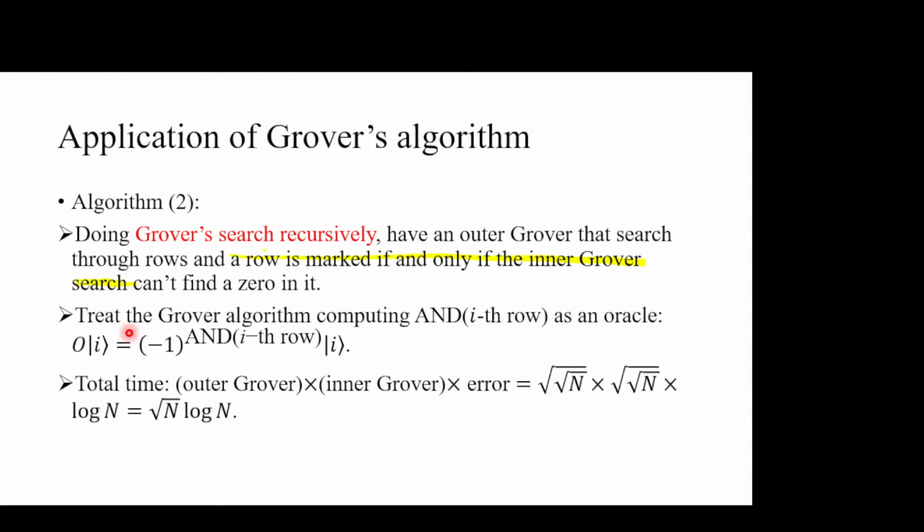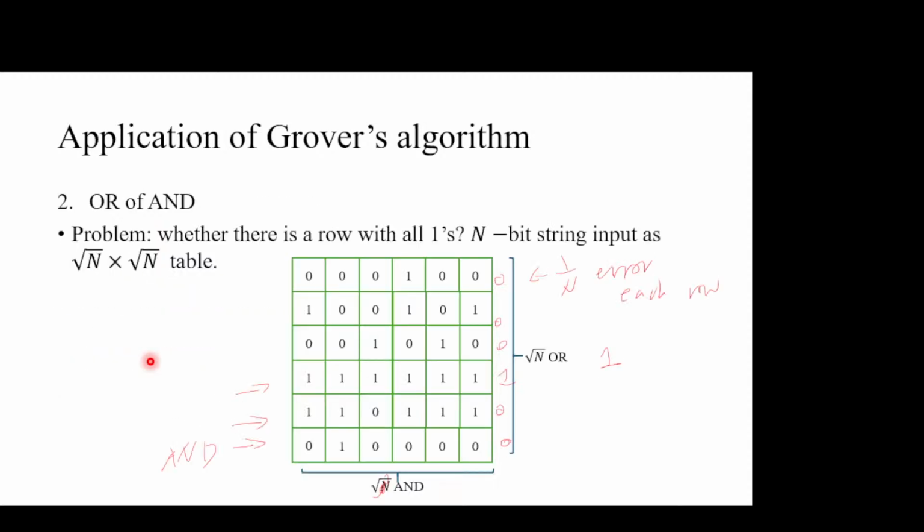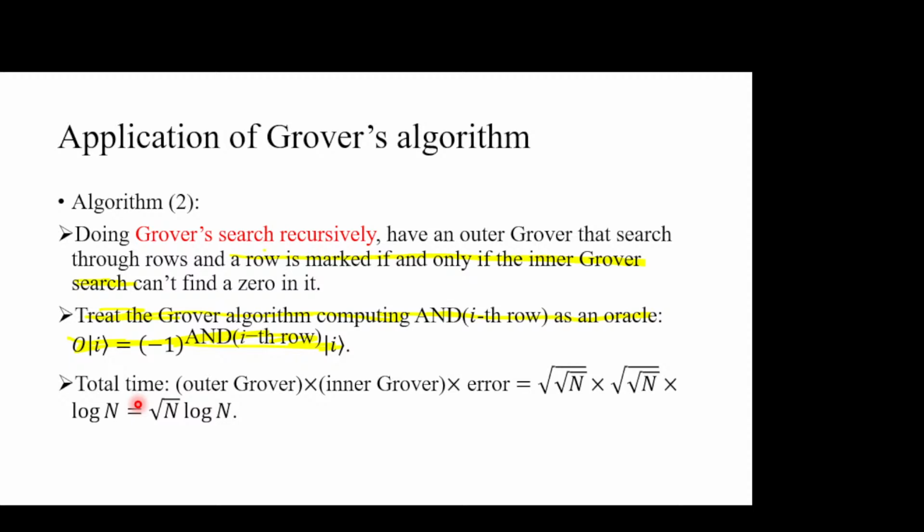As we say here, we treat the Grover algorithm that computes the AND of each row as an oracle. This oracle takes the input, which is actually the row index, an index to the row number. You compute the AND of the whole row and store the result on the phase here: (-1) to the AND of the ith row, on this i.